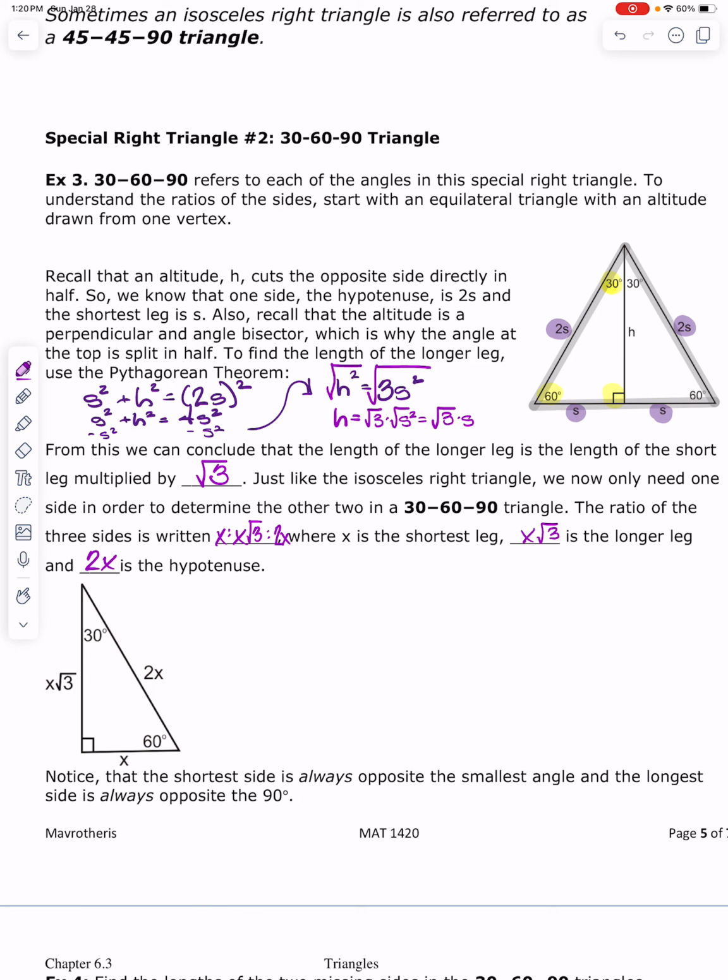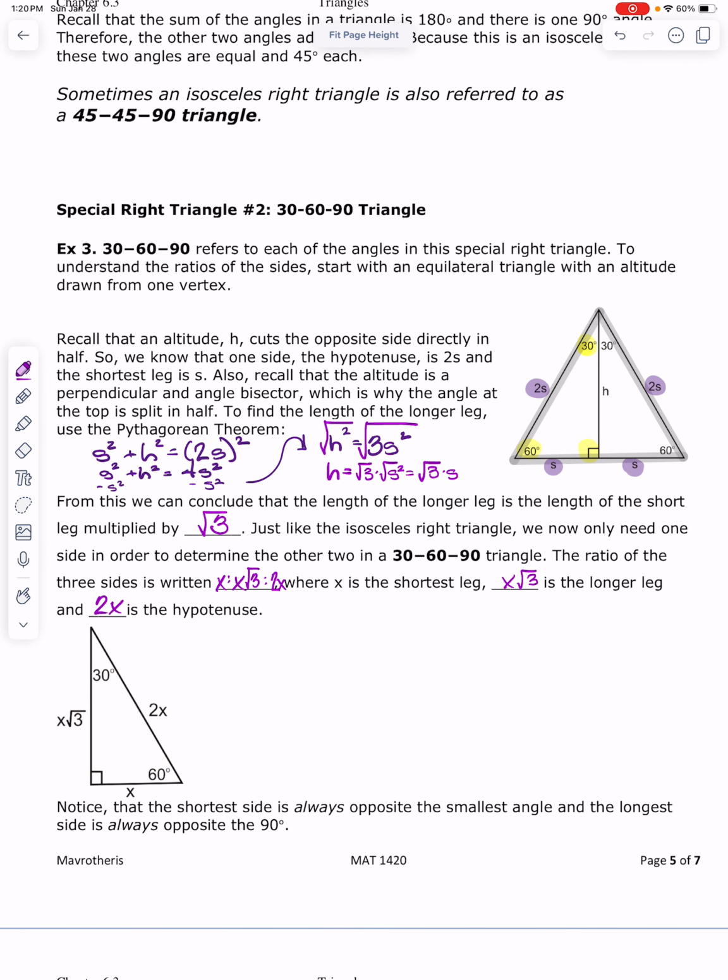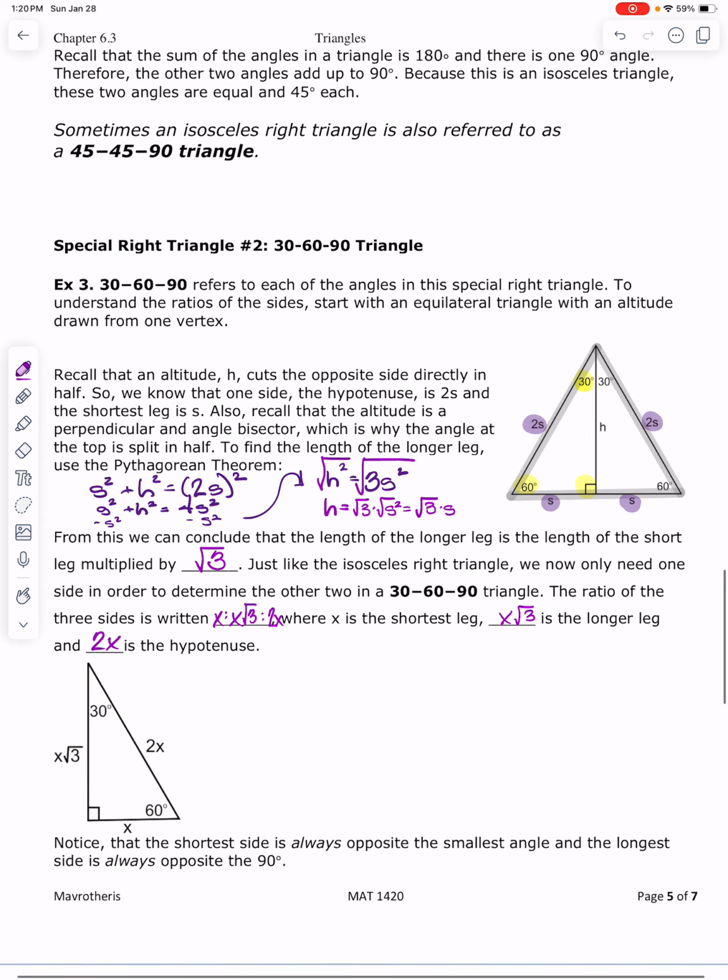One thing you want to remember, and this is true in any triangle, doesn't have to be just a right triangle, the shortest side is always opposite the smallest angle. So our short side will always be the side opposite our 30-degree angle. The longer leg will be opposite our 60 degrees. And of course, our hypotenuse, the longest side, is opposite our 90-degree angle.